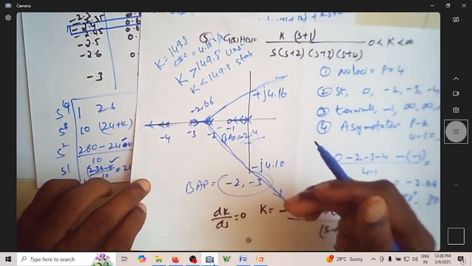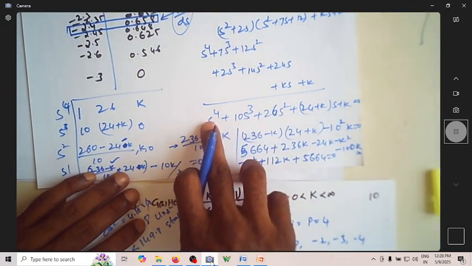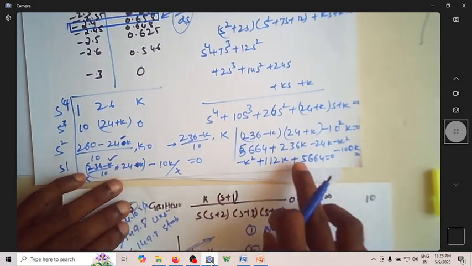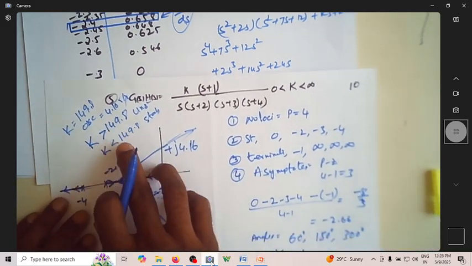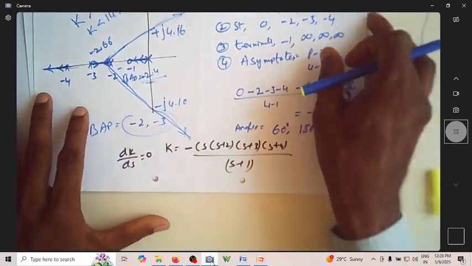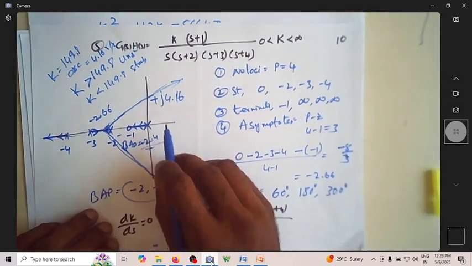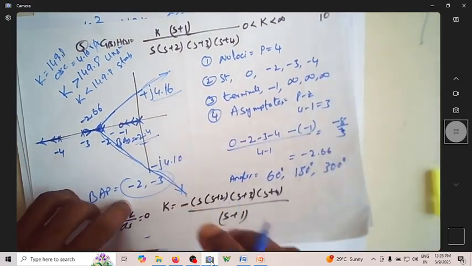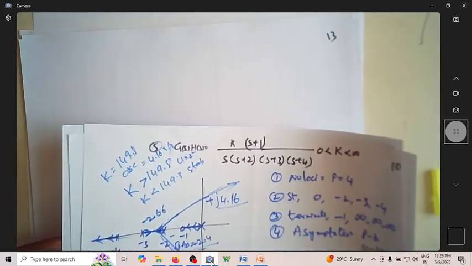And then after that, we wrote the auxiliary, what is that? Characteristic equation, found the roots array, wrote the roots array, and found that k margin is coming out to be 149.8. Then we found the roots of the auxiliary equation for k equal to k margin, which is happening at 4.16 radian per second. This system is what? Conditionally stable.